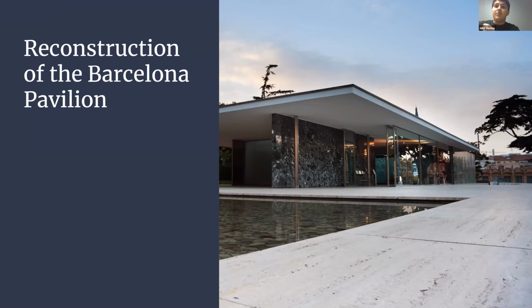And it's still in the same location, which is in a very decentralized park in Barcelona. So it's very interesting to see how it maintains that modernist appeal.